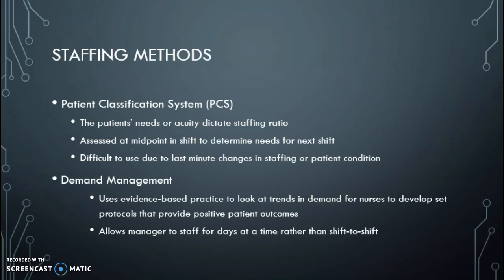Two types of staffing methods that we're going to talk about: patient classification systems, or PCS. This is also referred to as a patient acuity system. This method allows the patient's needs or acuity to dictate the staffing ratio. It's assessed at midpoint in the shift to determine needs for the next shift. It is difficult to use, however, due to last-minute changes in staffing or patient condition, such as a nurse calls in sick or a patient receives a new diagnosis that the oncoming nurse is unfamiliar with or incompetent to care for that patient.